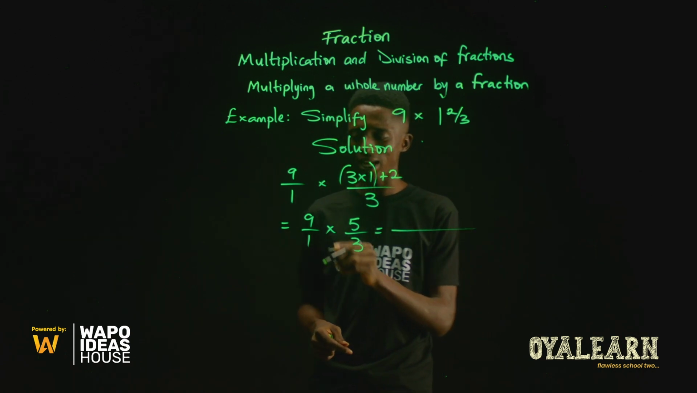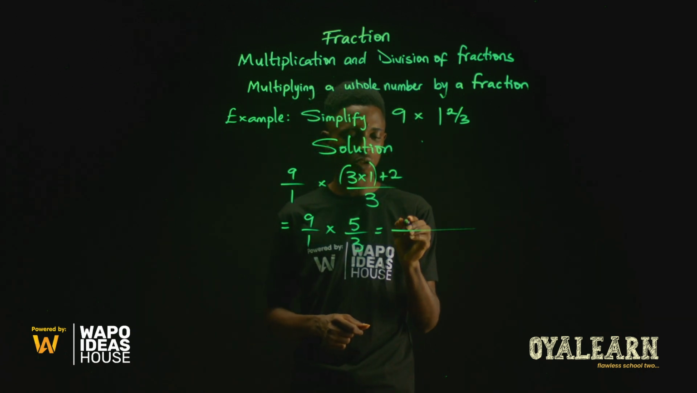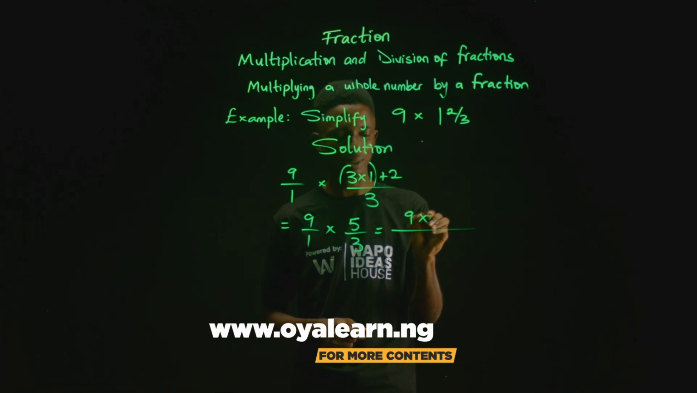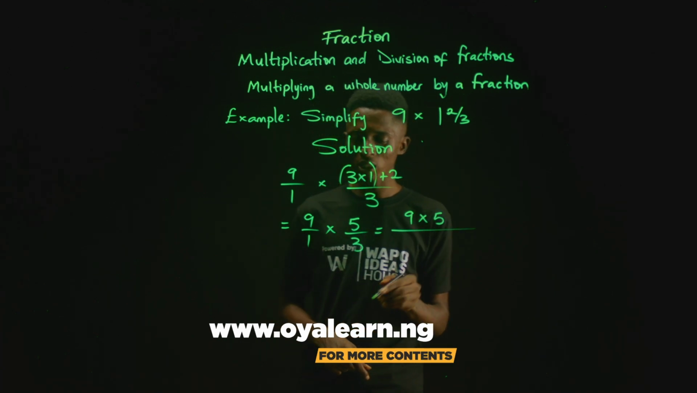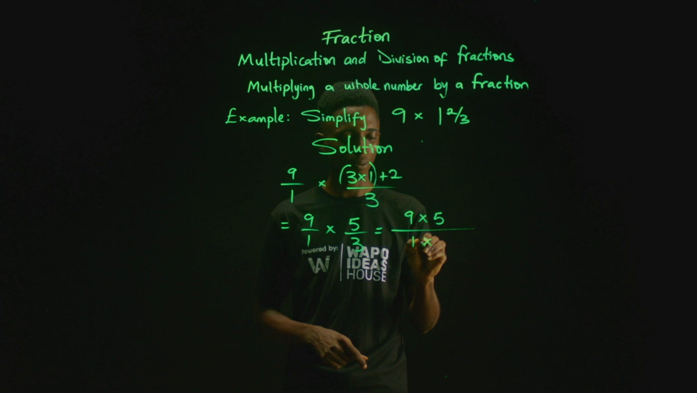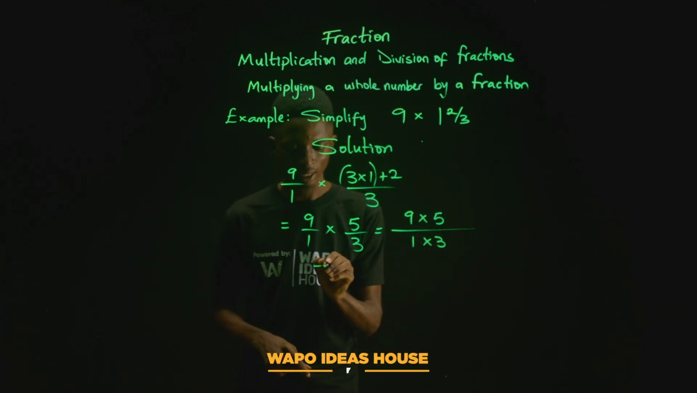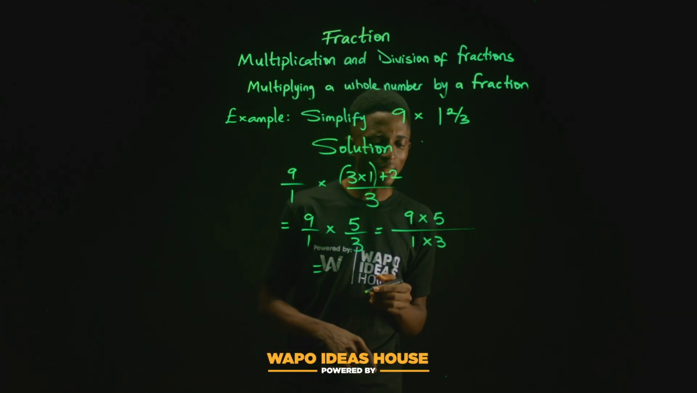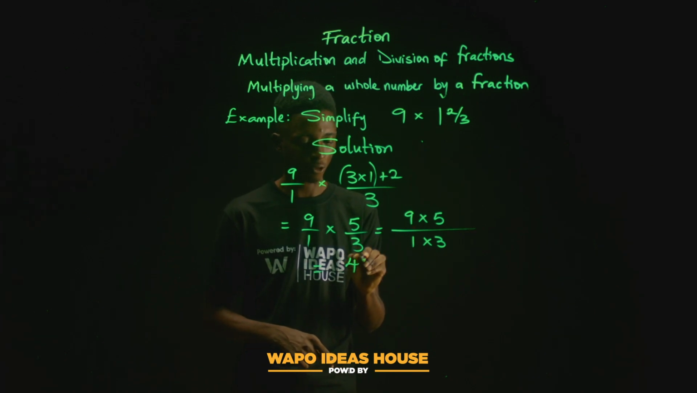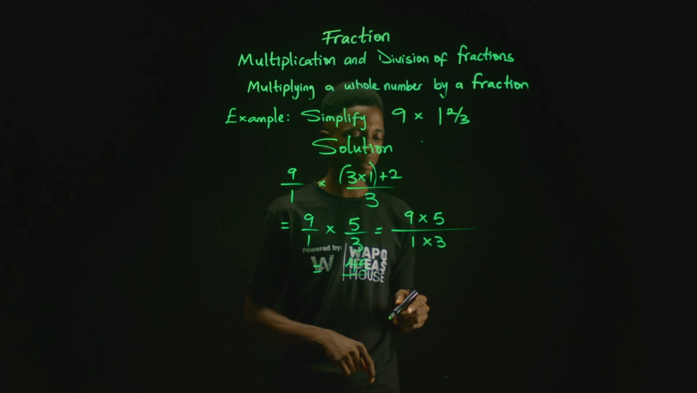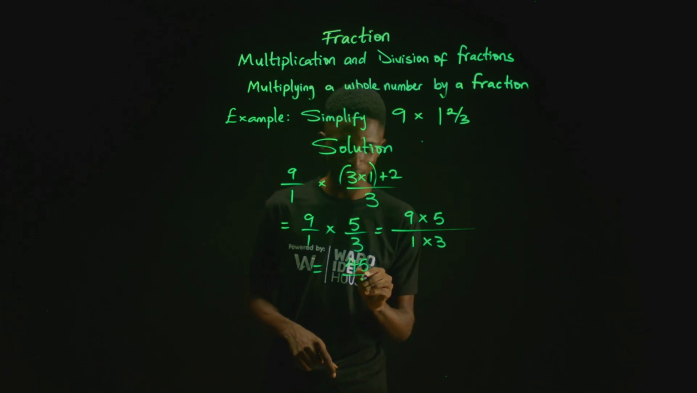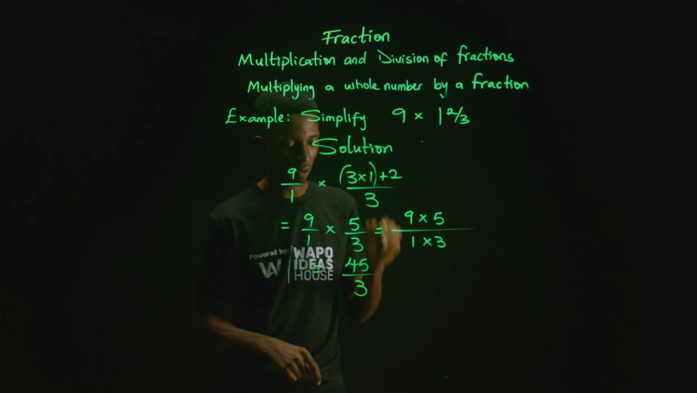Now we draw a division line, and then we multiply the numerators together. So we have 9 multiplied by 5. And then we multiply the denominators. So 1 multiplied by 3. And this would give us 9 multiplied by 5 would give us 45, divided by 1 multiplied by 3 would give us 3.